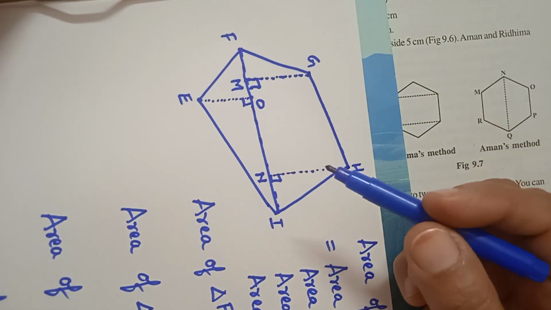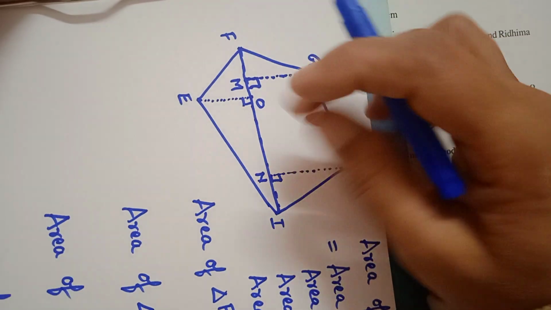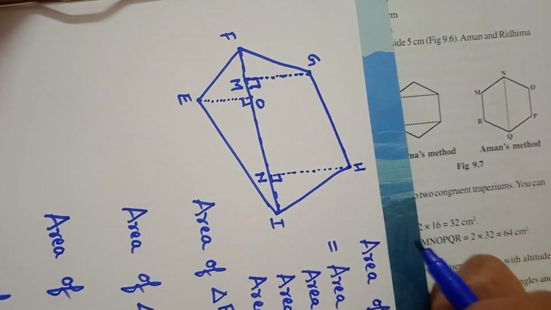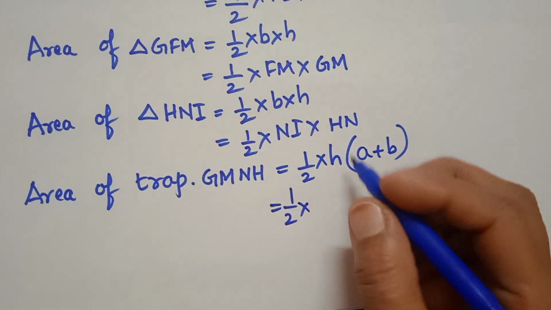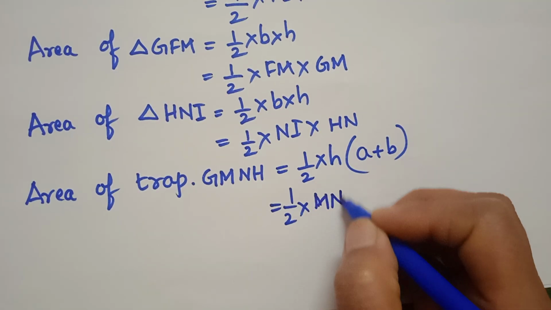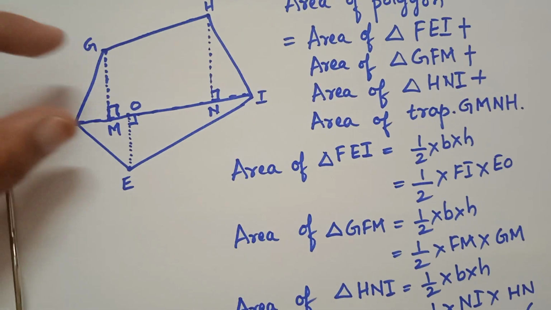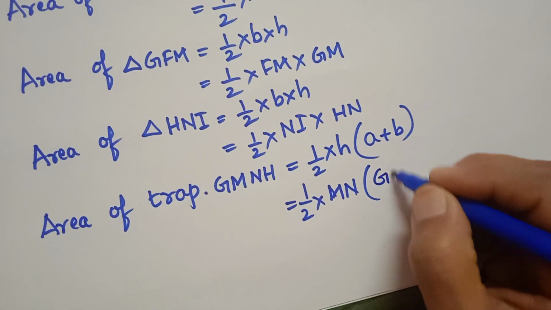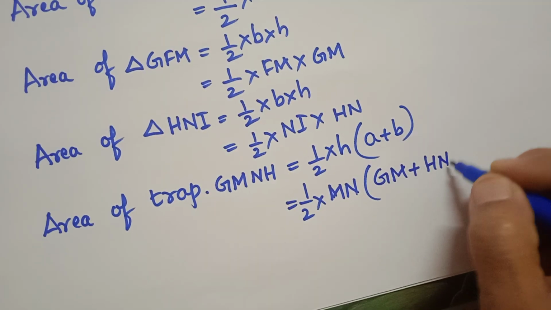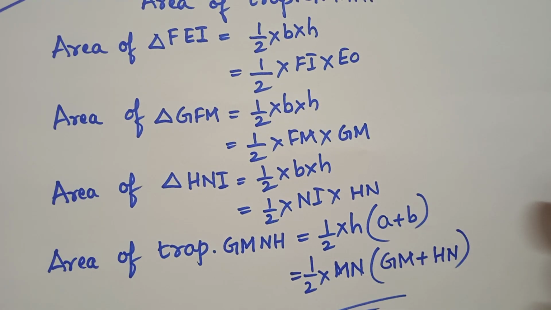Okay. What is the height? The perpendicular distance between the two parallel sides is the height. So MN itself becomes the height of this trapezium. So I can write it as half into height, which is MN, into A plus B, the sum of the parallel sides. What are the two parallel sides? GM plus HN. So by adding all this, you will get the area of the polygon.